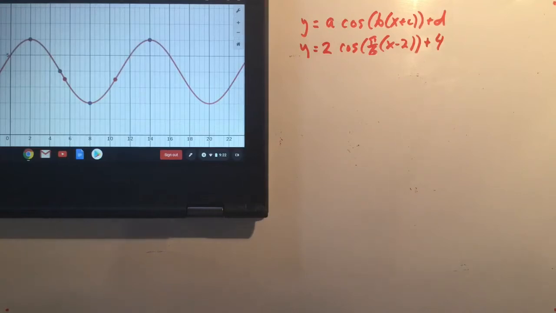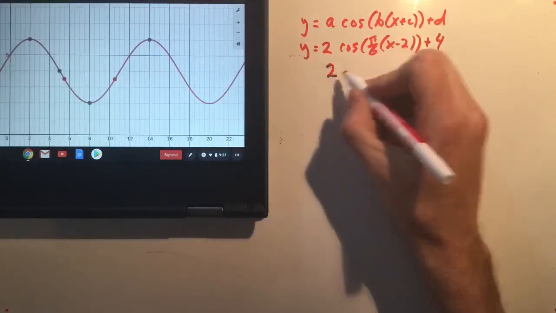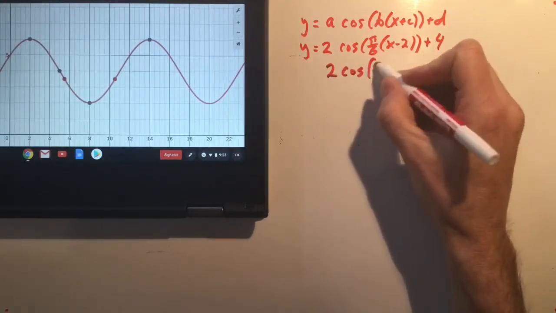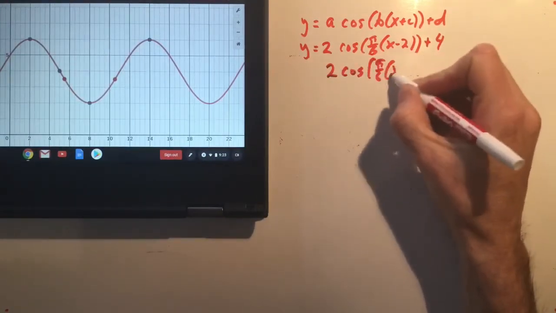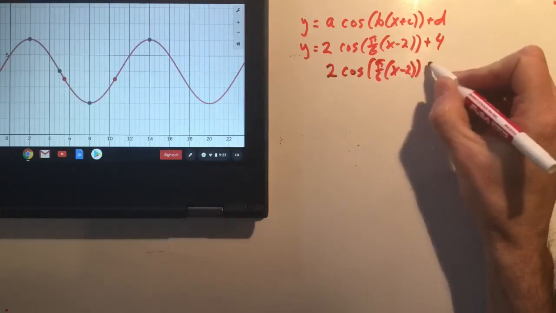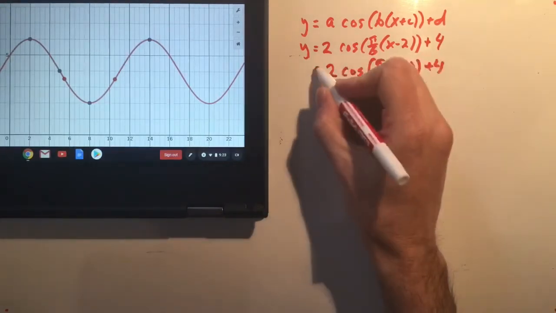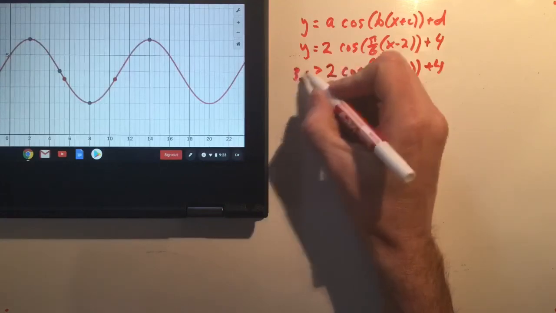So somewhere between 5:30 in the morning and 10:30 in the morning does not appear to be safe. But we're going to go ahead and solve this algebraically now. To solve this algebraically, we want to know when it is that 2 cosine(pi/6 times (x minus 2)) plus 4 is actually under 3.5.